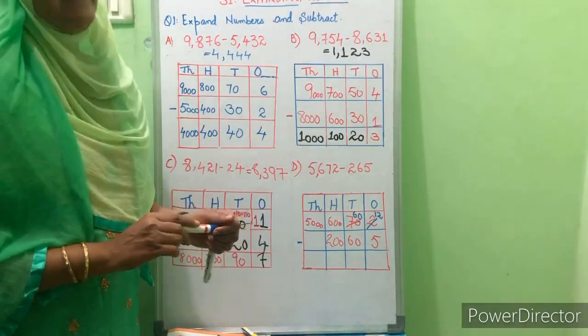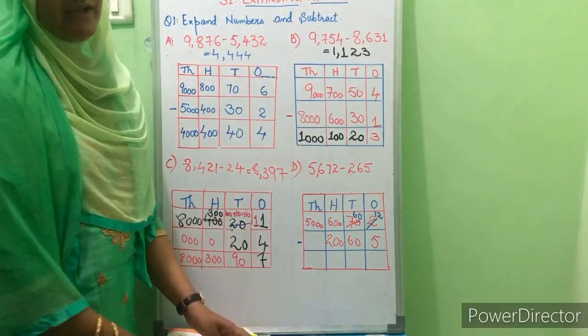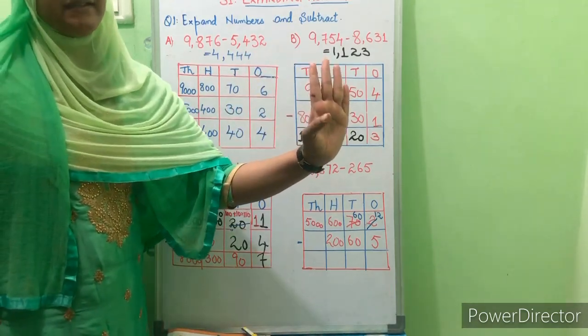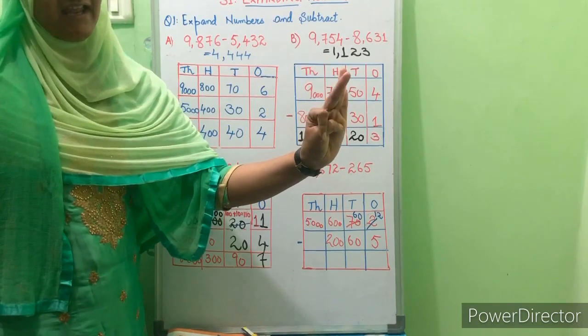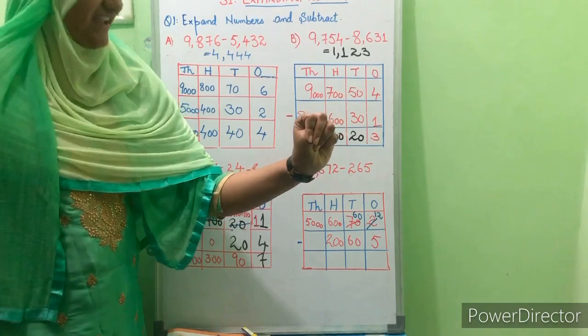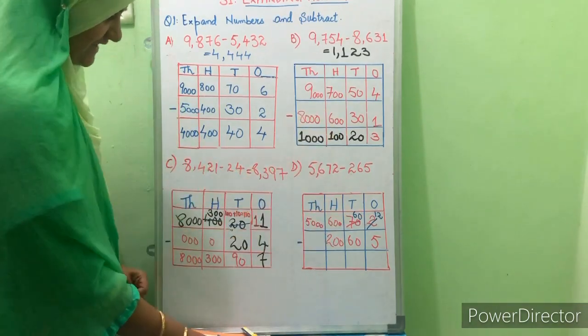So let us start doing the sum. 12 in the mind. 5 fingers up. Before 12: 11, 10, 9, 8, 7. So what is the answer? 7.